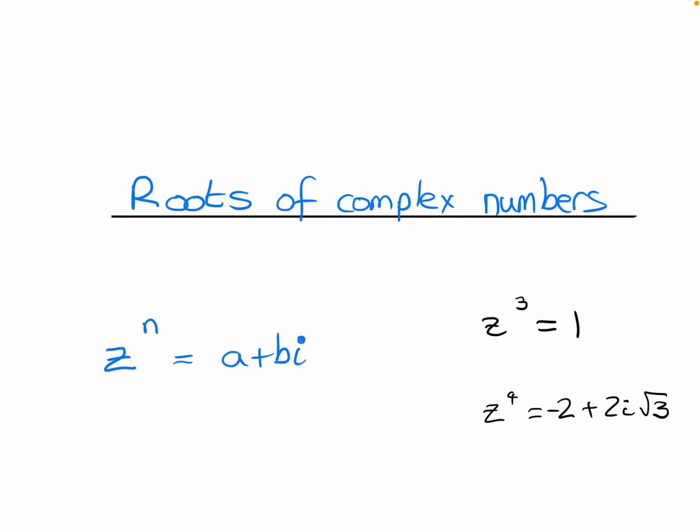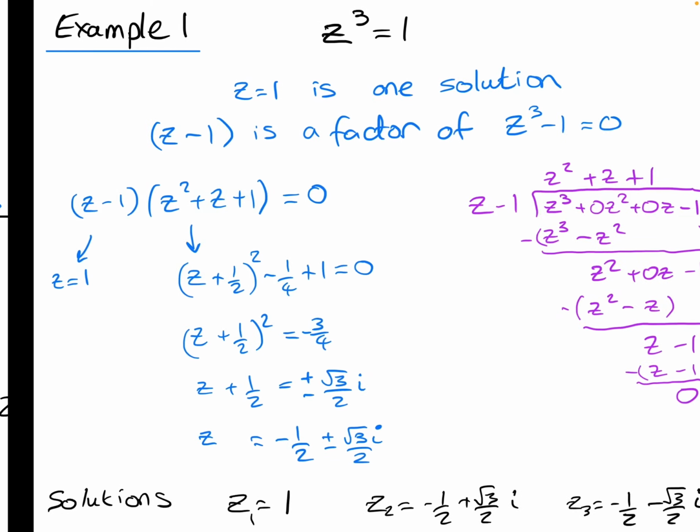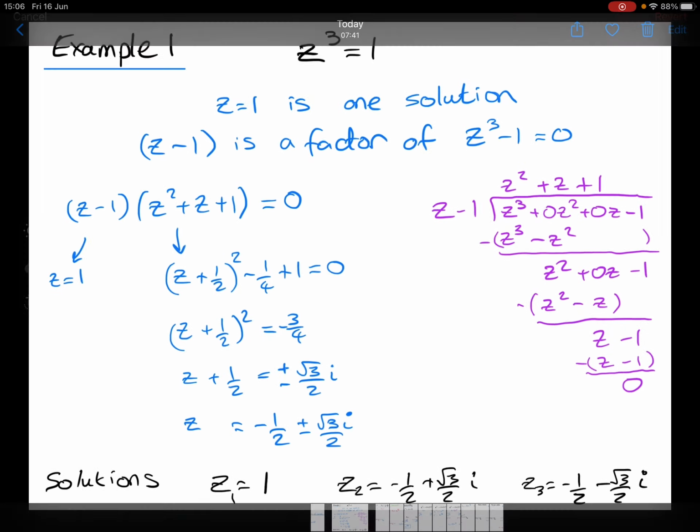In this video, we're going to see how to find the roots of complex numbers. We're going to do two examples, z cubed equals 1 and z to the power 4 is equal to minus 2 plus 2i root 3. So starting with z cubed equals 1.